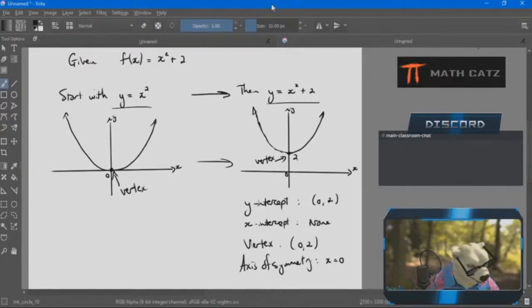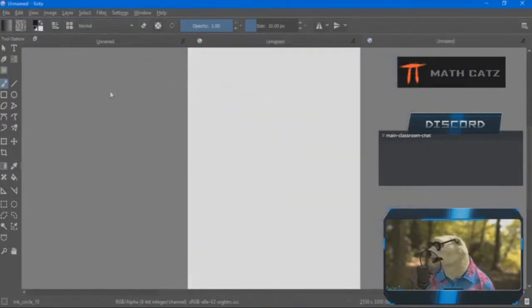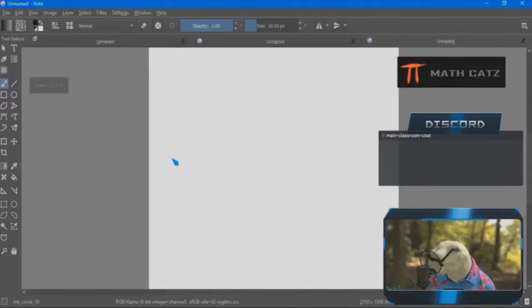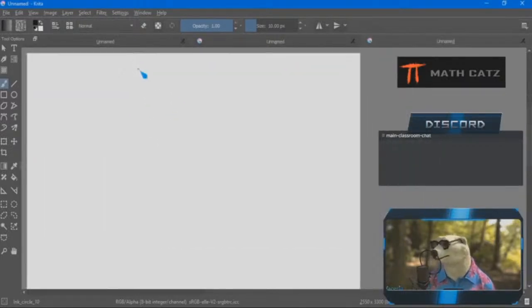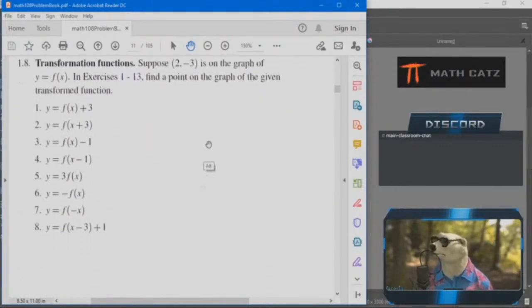I want to do 1.8. Just make a new page first. I want to do problem 1.8 as well. Problem 1.8, number 1. Number 1. Because while we're talking about quadratic functions, I want to notice how I'm not really depending on the x squared aspect.